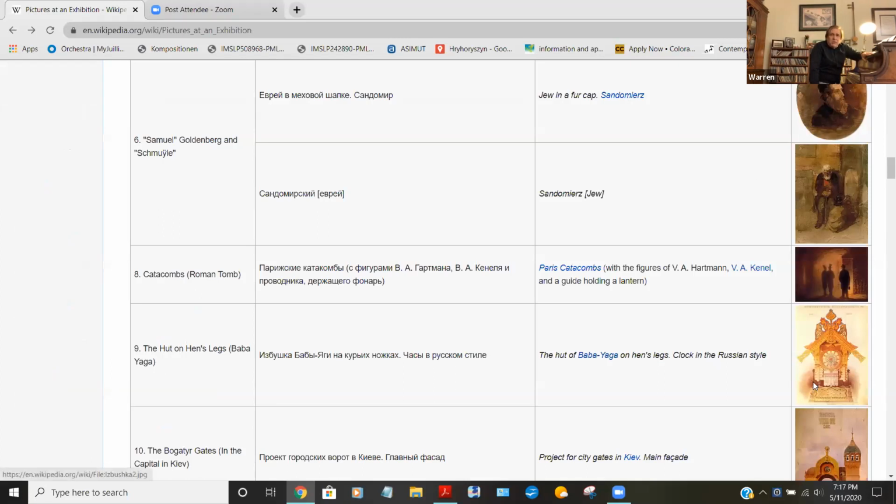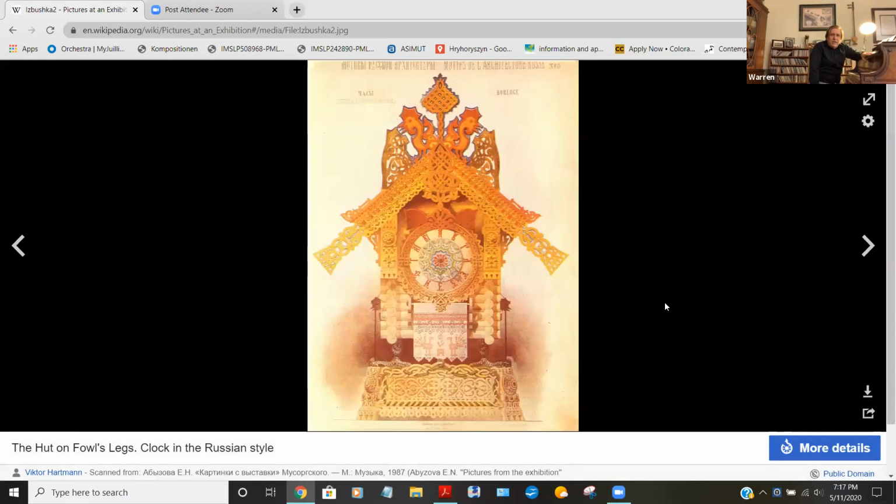And then we have the Baba Yaga, don't we? The Baba Yaga. That's kind of interesting because most of the people, when they do the pictures of the Baba Yaga, this was a creature in Russian folklore, kind of a witch type of character. And you look at that picture, and I don't think you get much feeling for that. It's kind of the hut of the Baba Yaga.